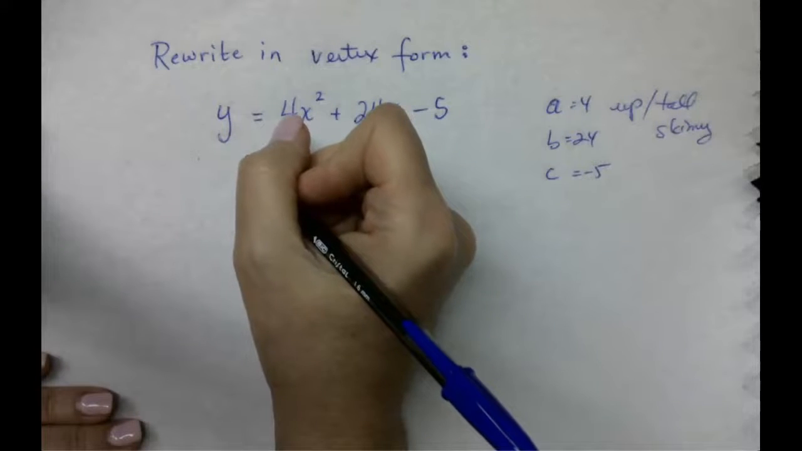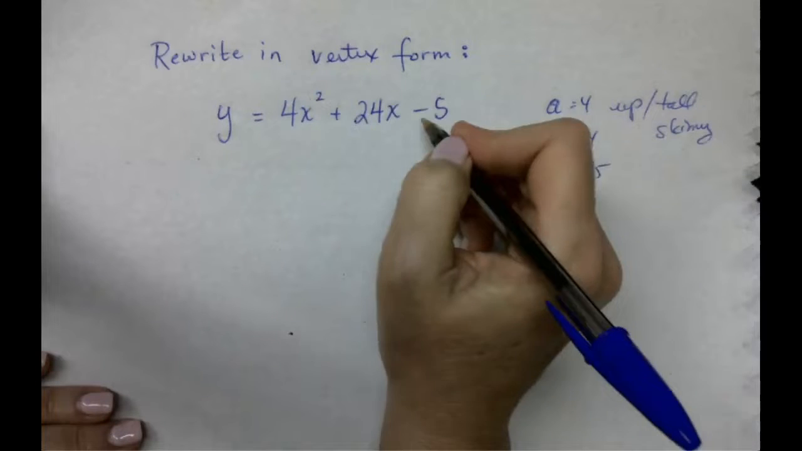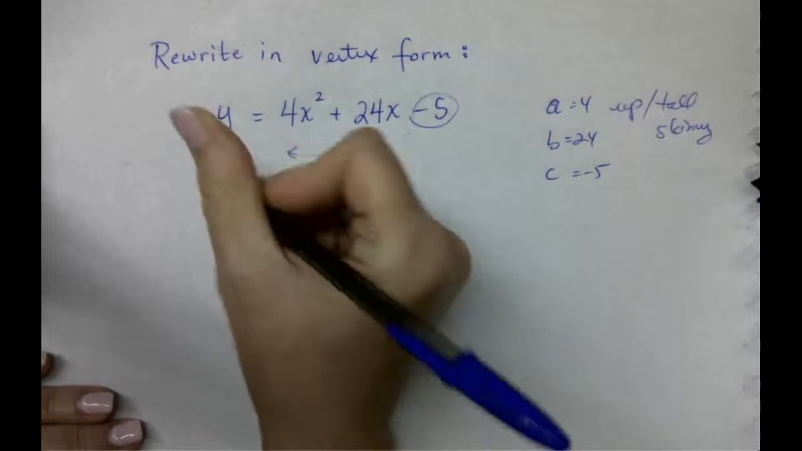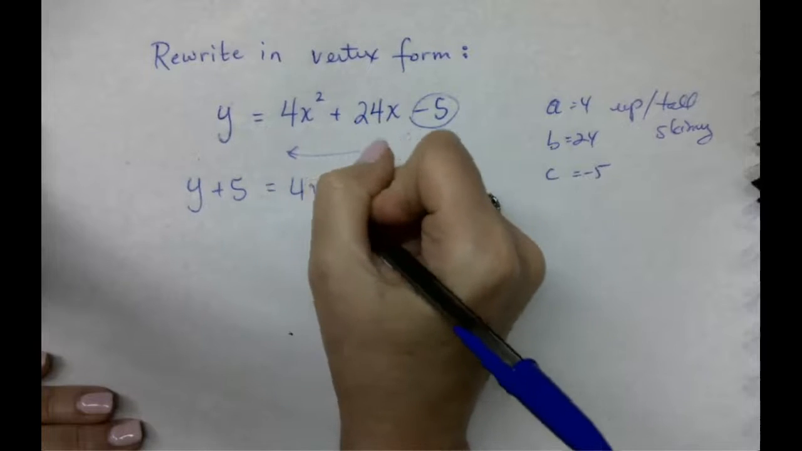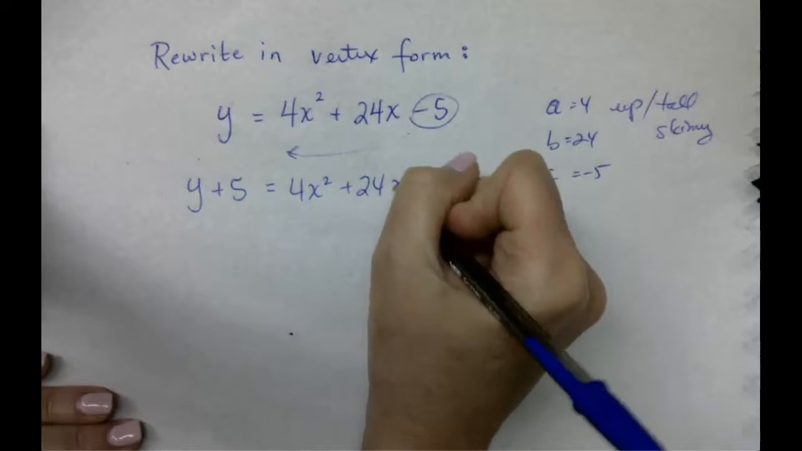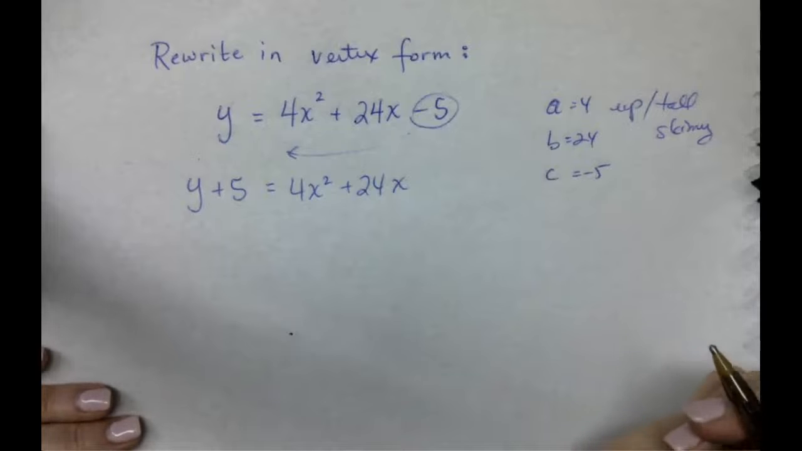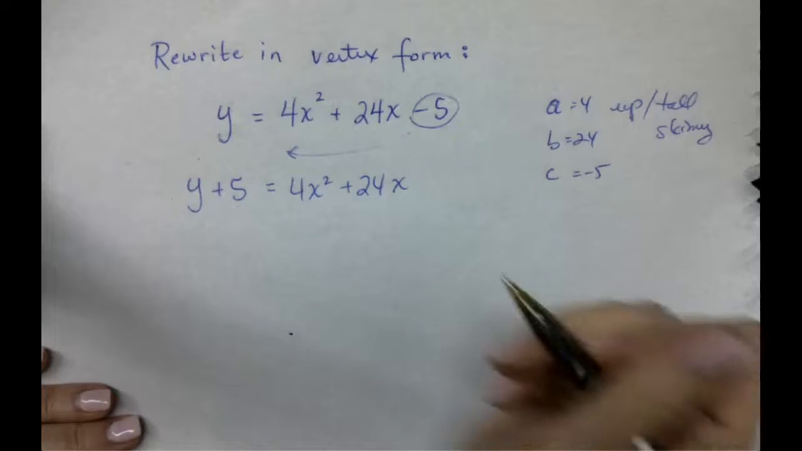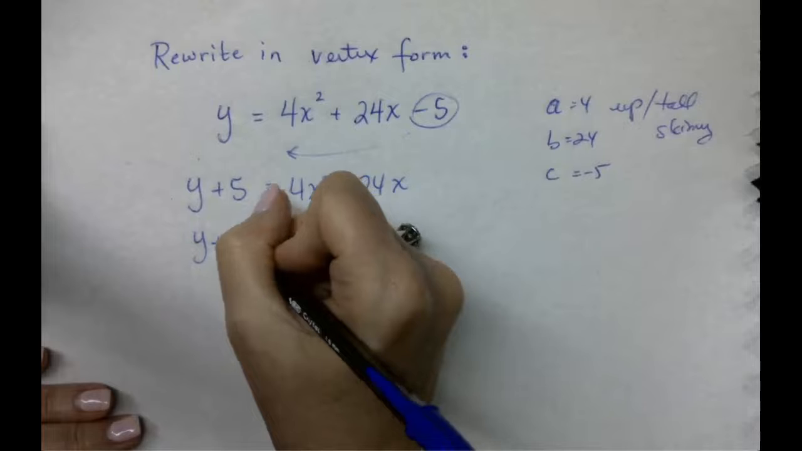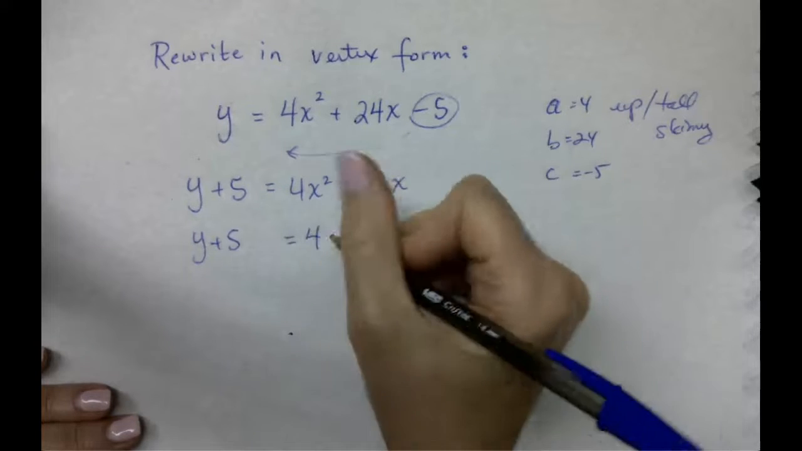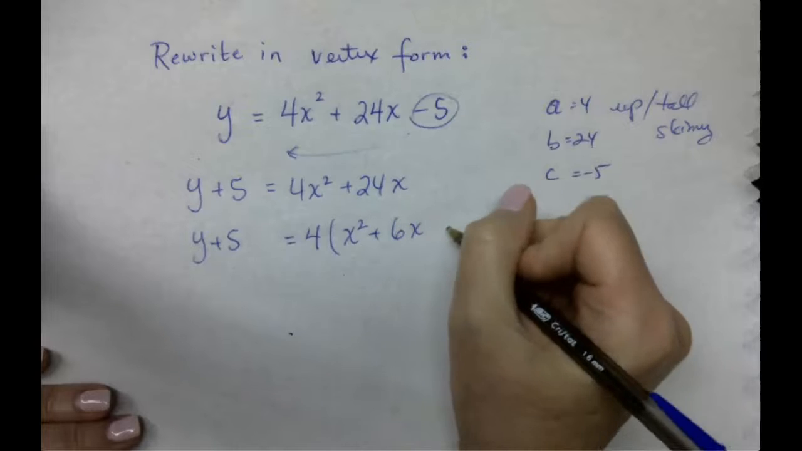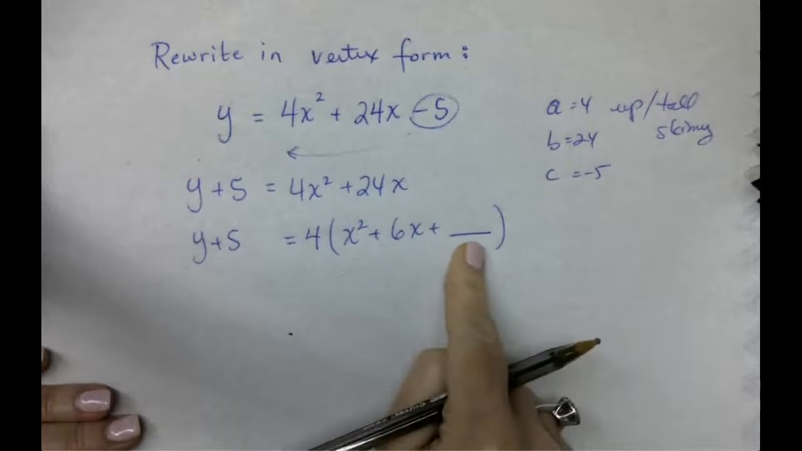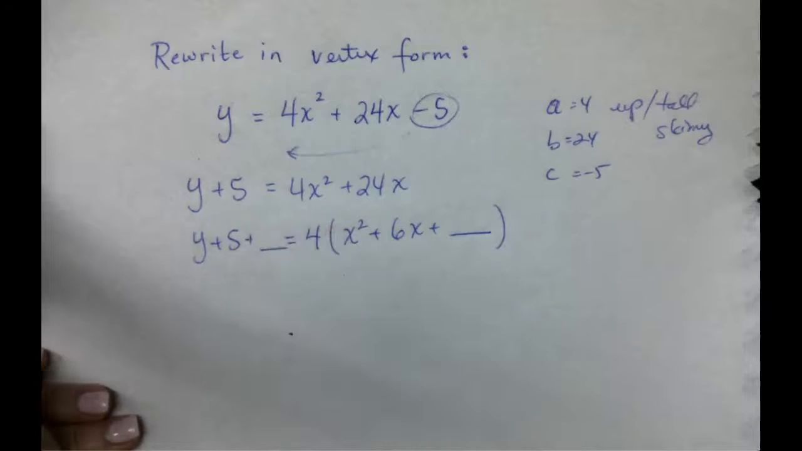So if we're going to rewrite this in vertex form, first step, move the constant over. y plus 5 equals 4x squared plus 24x. Next thing, take out the a. y plus 5 equals 4 times x squared plus 24 divided by 4 is 6x. And I'm going to go ahead and save myself a step here and put those blanks in as to what I'm going to add to both sides.